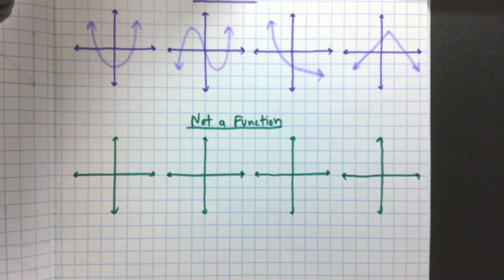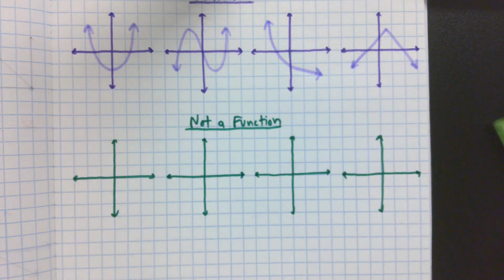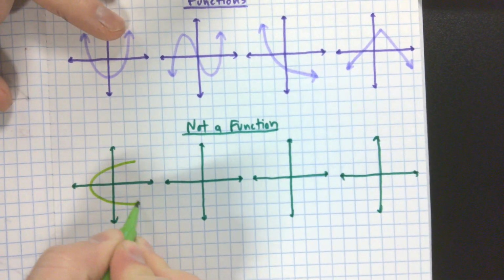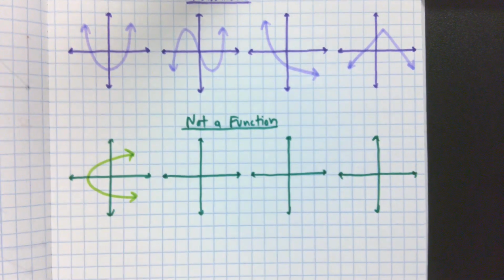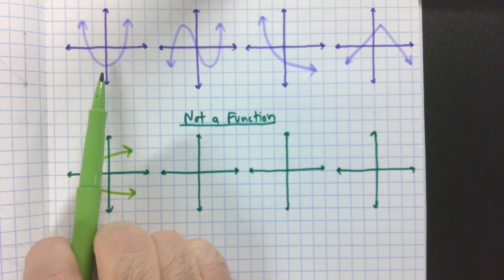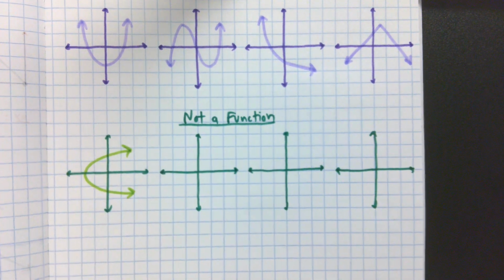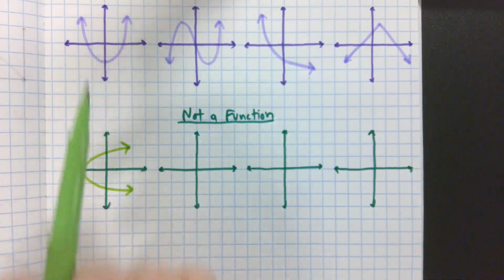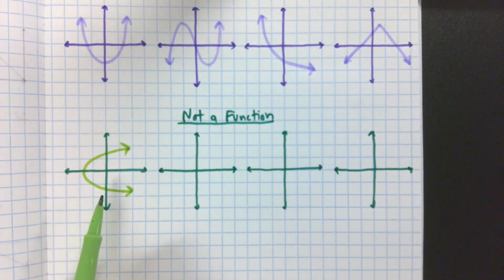So those are our 4 functions up there on the top. Let's take a look at what would not be a function, starting with this. What does that look like? A sideways smiley face. It looks like a C, or a parabola on its side. This parabola is a function. This parabola is not a function.